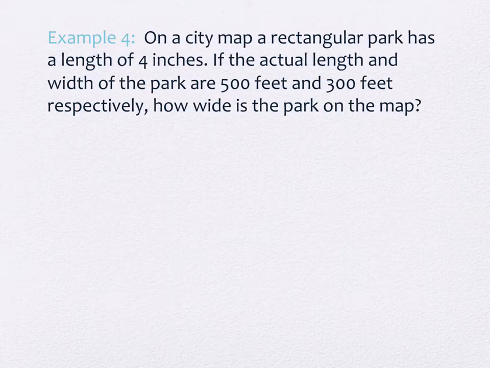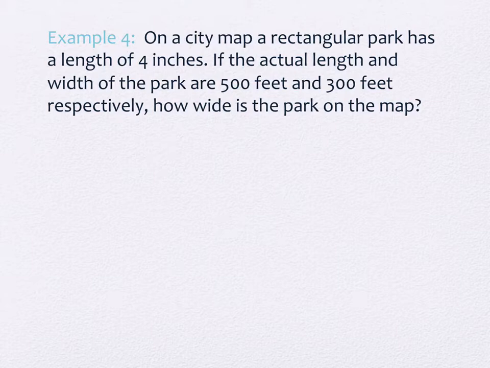So I know that maps are kind of a thing of the past. But you have maps in your phone, and you do this thing where you zoom in and zoom out, and you try to think through what the scale is on your phone and so forth. But in a paper map, it's a little bit more direct with an actual correspondence written on a key on there. So in our situation here, we have a city map of a rectangular park. The park has a length of 4 inches on the map, right? If the actual length and width of the park are 500 feet and 300 feet respectively, how wide is the park on the map?